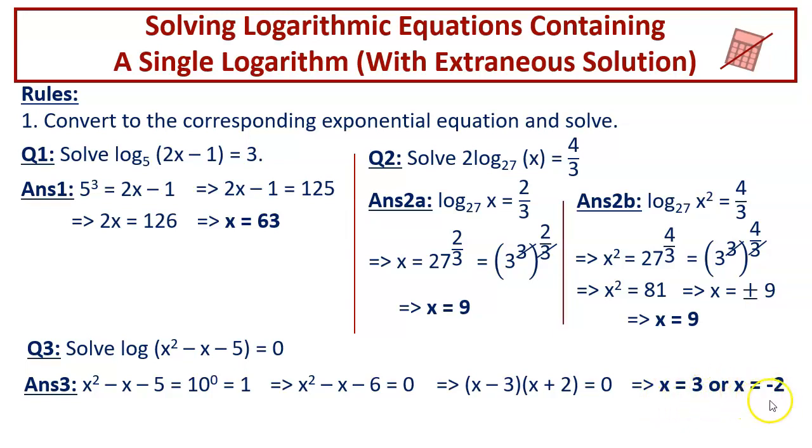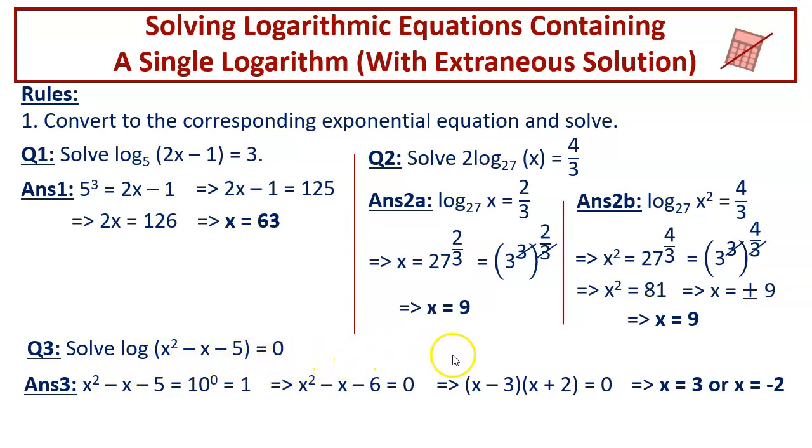What about x equals negative 2? Negative 2 whole square is positive 4. And this is negative x. Positive x equal to negative 2. So negative x is negative of negative 2, which is positive 2. So 4 plus 2 is 6. 6 minus 5 is 1. And log of 1 is 0.